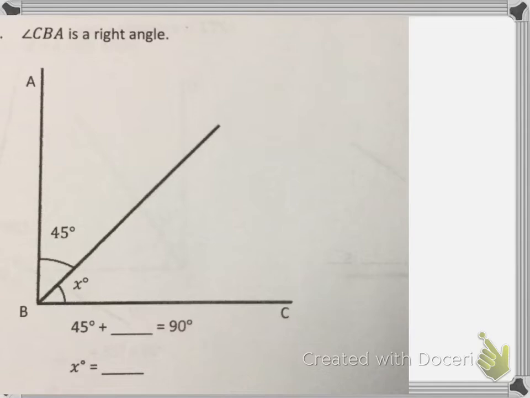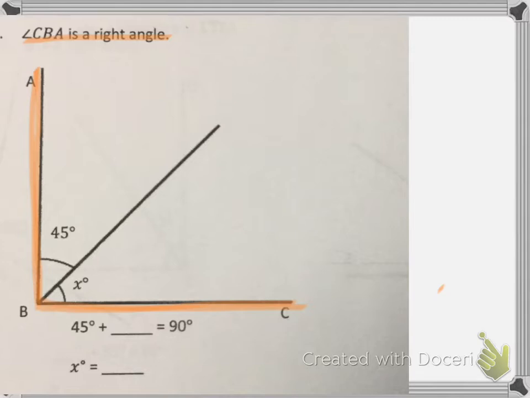All right, you will need your problem set, put your name on it, and we're going to work through these together. This is number 1. And number 1 gives us this hint. Angle CBA is a right angle. So I want you to take your finger and put it on point C, trace to B, and up to A. That is angle CBA, and it is a right angle.